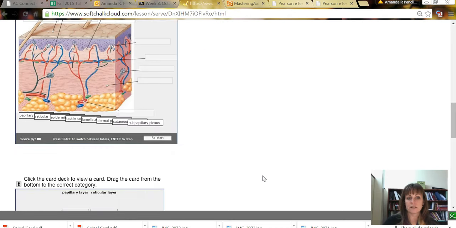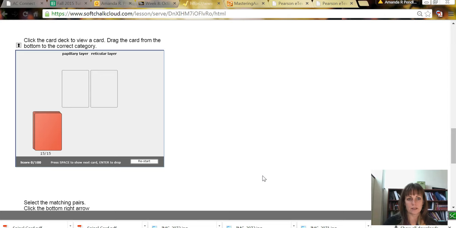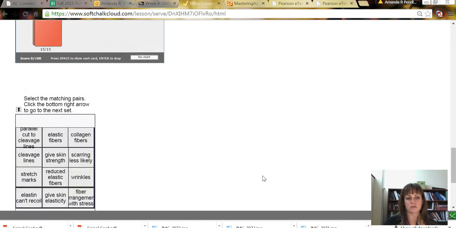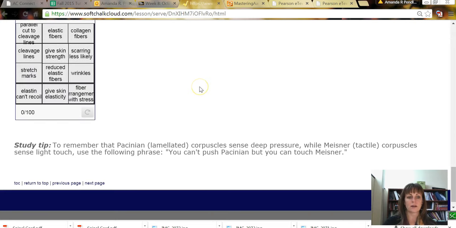And so the rest of these activities help you label these different structures, sort them into their correct categories, correct layers, and make sure that you really understand this information. Please feel free at any point to email your instructor for further clarification.